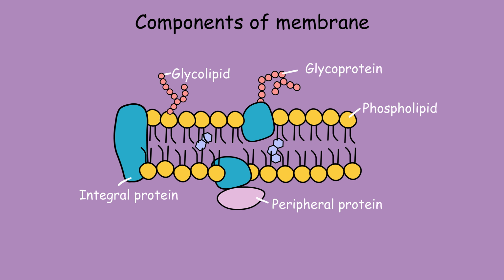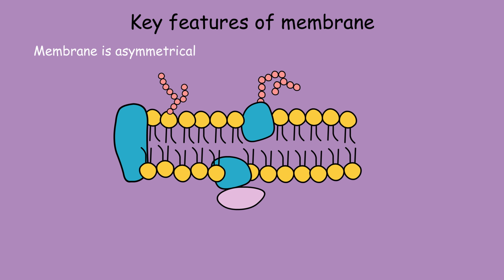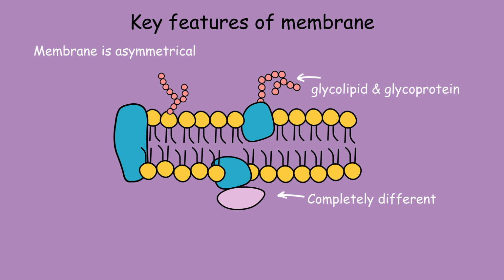Now that we understand the components, let's explore some additional key features of the fluid mosaic model. The two layers of the bilayer are asymmetrical, meaning that the outer layer often contains more glycolipids and glycoproteins, while the inner layer has a different composition. This difference is crucial for cell signaling in processes like apoptosis.